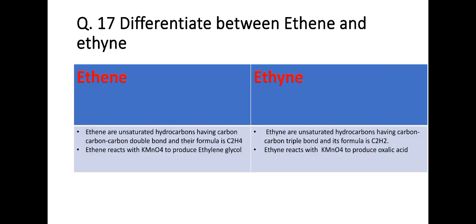Question number 17, differentiate ethene and ethine. Look at the reference. Reference should be in column. Ethenes are unsaturated hydrocarbons having carbon-carbon double bond, and their formula is C2H4. Ethene reacts with KMnO4 to produce ethylene glycol. In case of ethine, ethynes are unsaturated hydrocarbons having carbon-carbon triple bond, and its formula is C2H2. Ethine reacts with KMnO4 to produce oxalic acid. These are two points in each, and at the third point we must write the reaction.